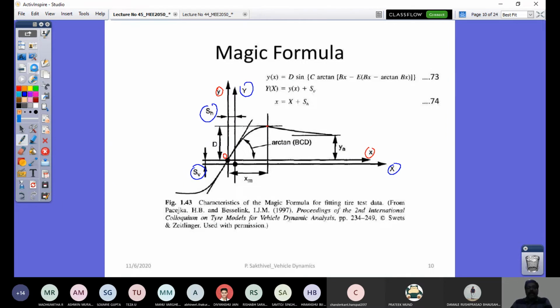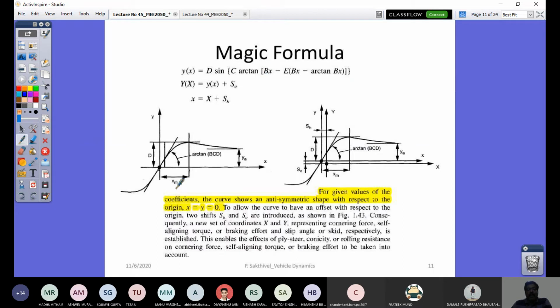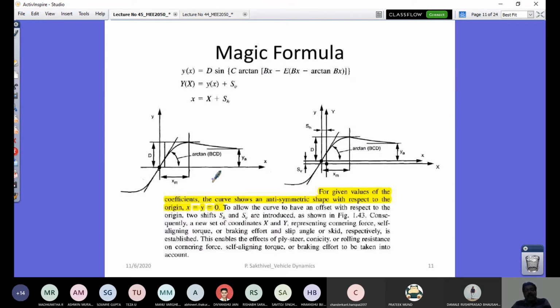Okay, so continuing with that, you see now I have put a plot for XY alone separately and X and Y, so that you would clearly see this shift, right?